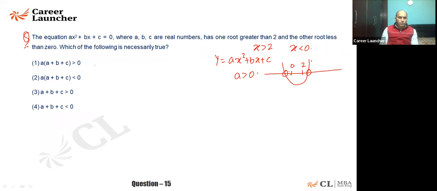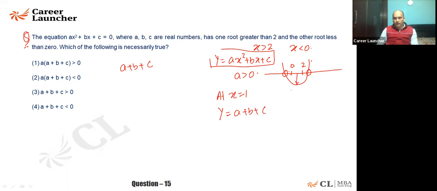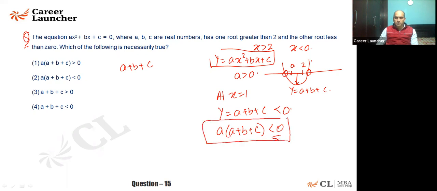Now you look at all of your options, you are getting a plus b plus c everywhere. And along with that, at some places you are also seeing it multiplied with a. This is the equation. Can I say at x is equal to 1, you will get y is equal to a plus b plus c? So at x is equal to 1, y is equal to a plus b plus c, which is negative. When a is positive and it is multiplied with a negative value, it is certainly going to give you a negative term. You'll say okay, this is the answer, but that is only the condition when a is greater than 0.